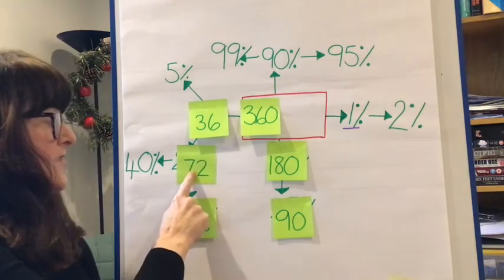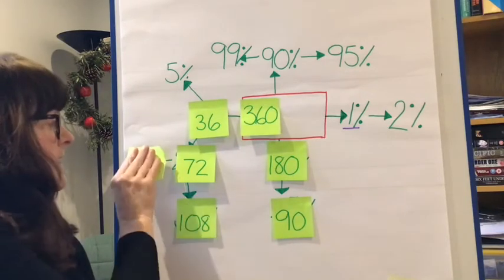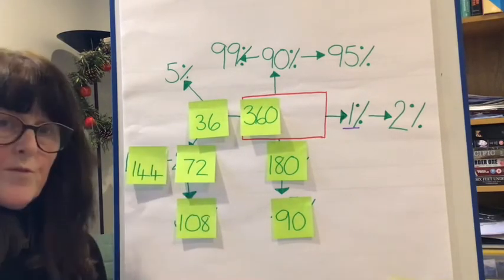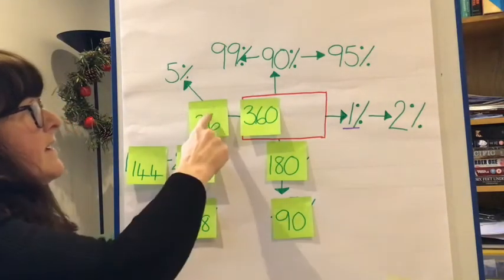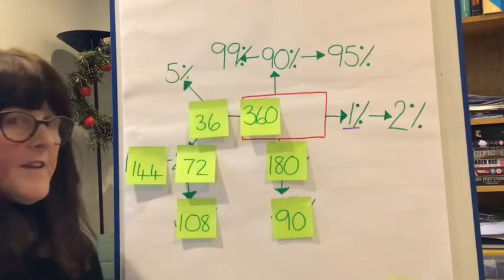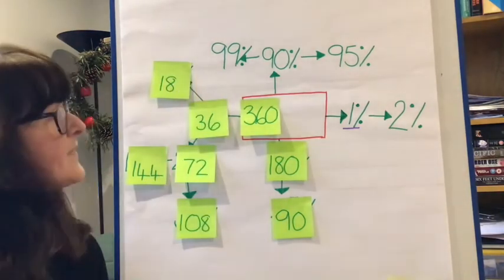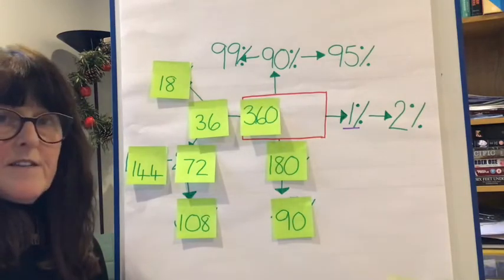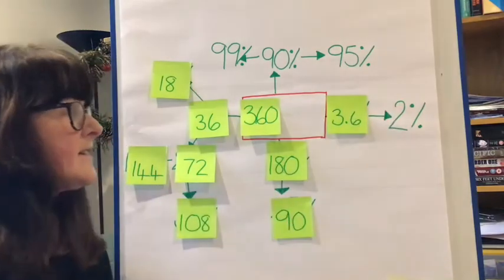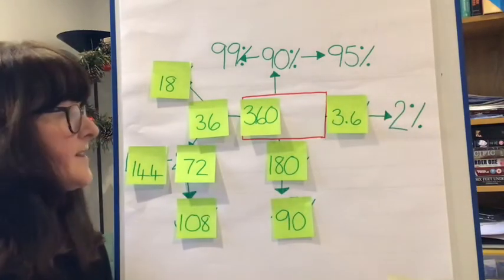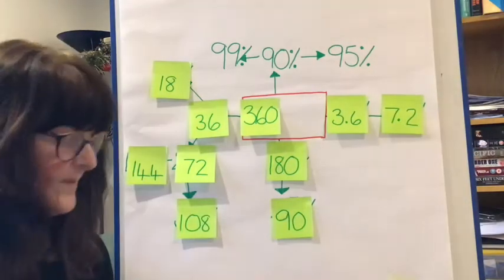If we go back to the 20%, we can double it for 40%, which would be 144. And if we then go back to 10%, we halve it to find 5%, which is 18. Over to 1%, you need to divide by 100 for that, which would be 3.6. Double it to get 2%, which is 7.2.